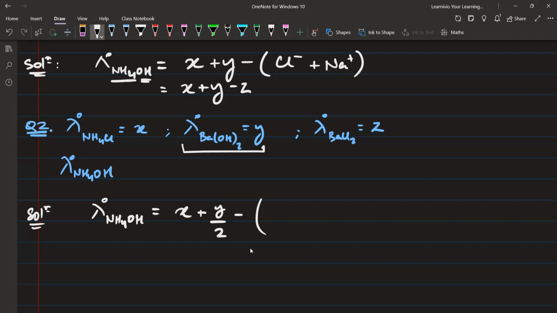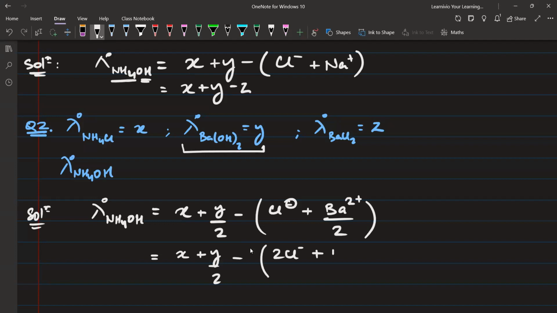The extra part in the NH4OH was Cl. I don't need Cl. And pay attention, what is extra in Ba(OH)2? It is barium 2 positive, but only half, because we took only half. OH was twice, we needed one, that is why we divided by 2. But because of this, Ba also came as half. We have got half Ba. Now you can see X plus Y by 2 minus 2Cl negative plus Ba positive.